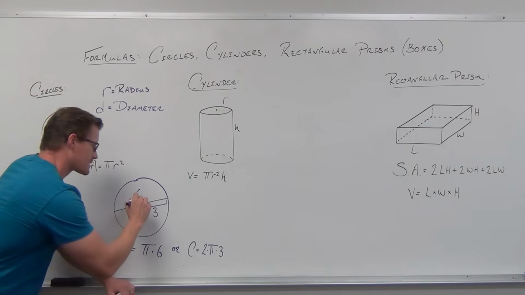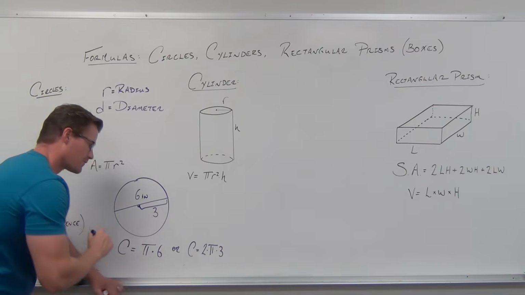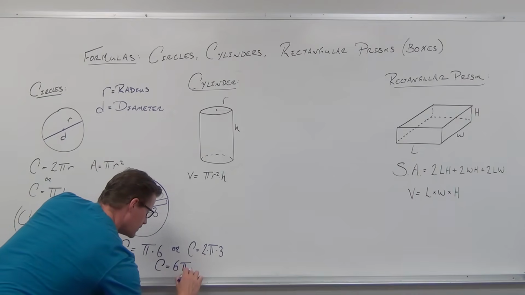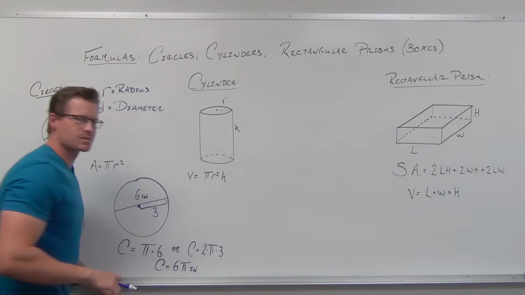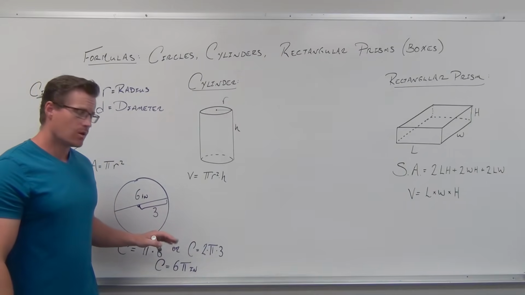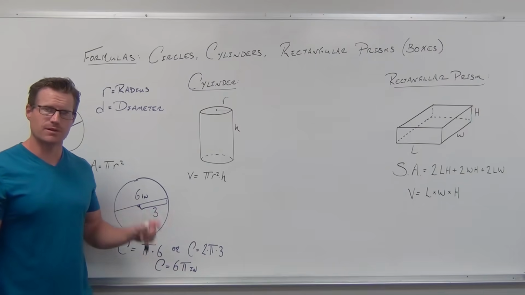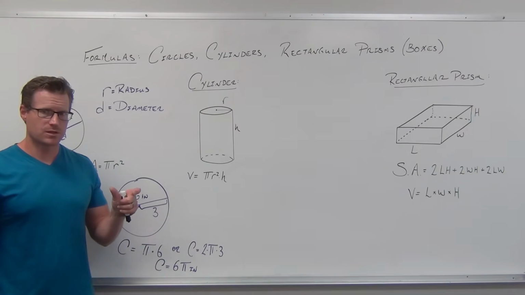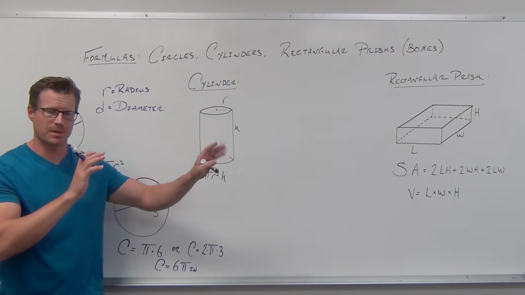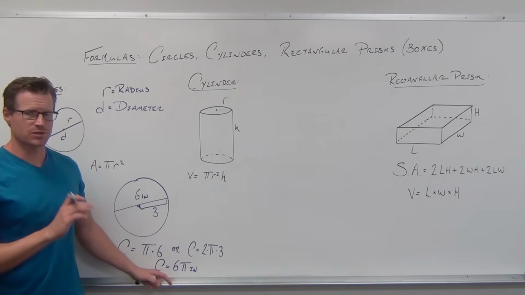So if this is 6 inches, then we would have the circumference being, in either case, 6 pi inches. That sounds weird, like 6 pi inches. What are you talking about? When you are asked for an exact answer, this is an exact answer, leaving pi as its symbol form. So this means 6 times 3.14159, forever not repeating. That's what that means. It's the exact version of the circumference of the circle.